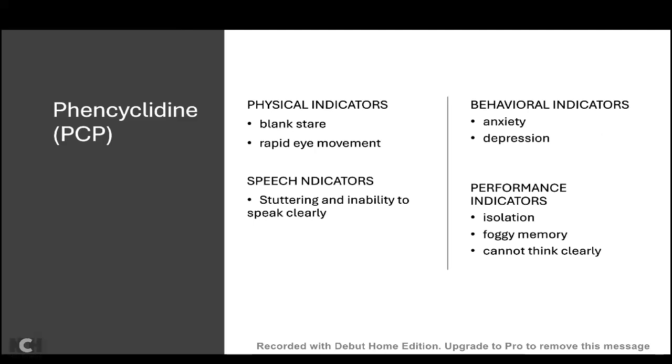The next one we're going to talk about is the penicillin or PCP. Some physical indicators for PCP can be blank stares or rapid eye movements. Some speech indicators can be stuttering or an inability to speak clearly. Behavioral can be anxiety or depression. And some performance indicators can be isolation, a foggy memory, or just can't seem to think clearly or form a cognitive and flowing thought.